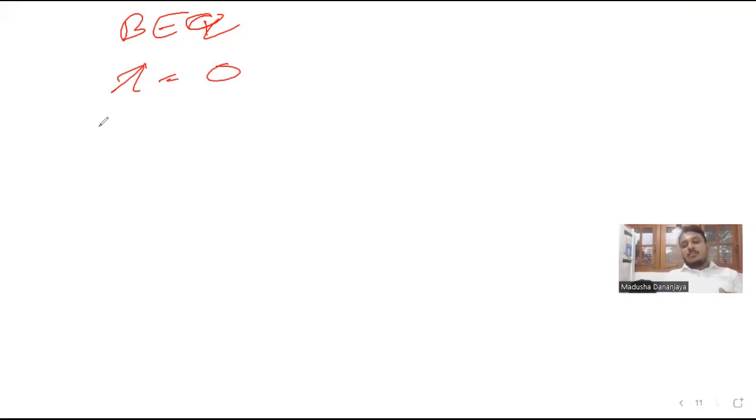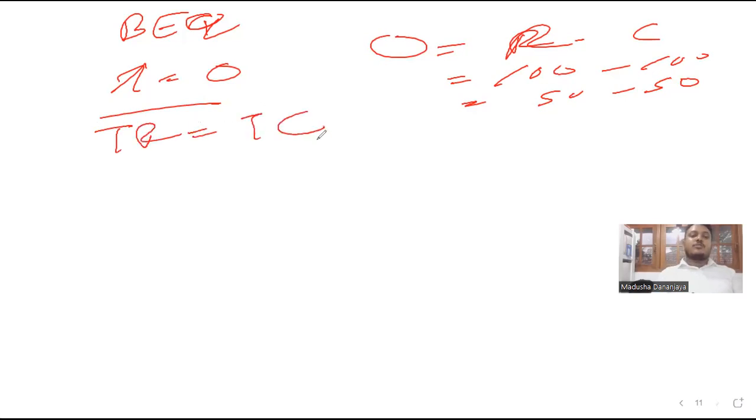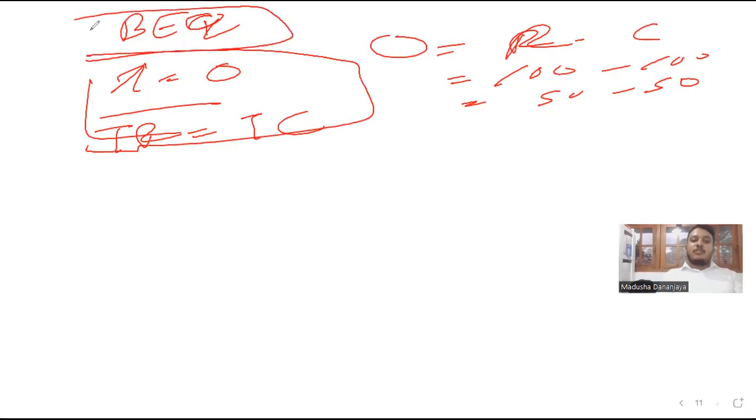When will profit be zero? For the profit to be zero, guys, what should happen to the revenue and the cost? Now profit means revenue minus cost. For that answer to be zero, revenue and cost should be the same. If revenue is 100, cost should be 100. If revenue is 50, cost should be 50. So for the profit to be zero, definitely total revenue should be equal to total cost. So these are the two conditions that should be fulfilled at the break-even quantity.